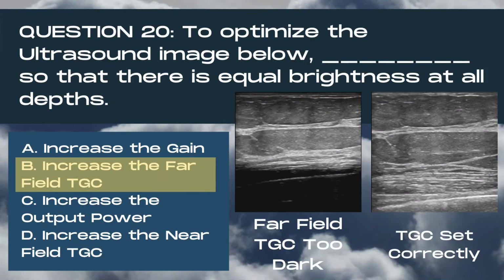And the answer is B. Increase the far field TGC. In this image, the far field, or the bottom portion of the ultrasound image, is too dark, which means that you cannot delineate any of the structures or layers of the breast tissue. Increasing the TGC at this depth will ensure that you have equal brightness at all depths and do not miss pathology deep in the breast tissue.